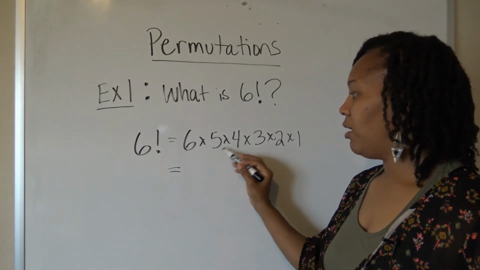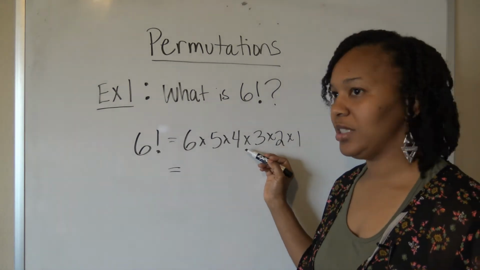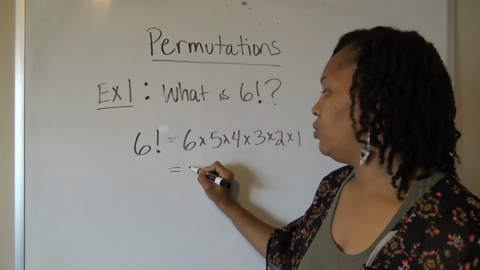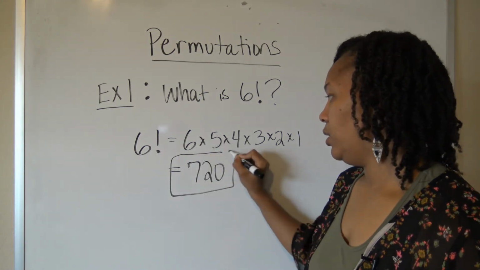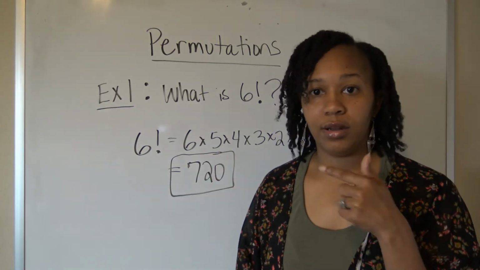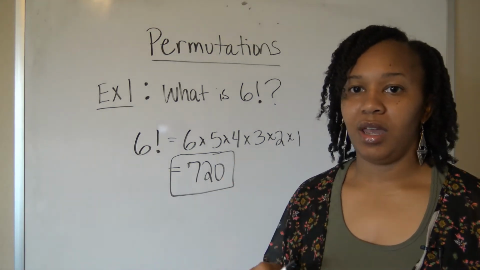6 times 5 is 30. 30 times 4 is 120. 120 times 3 is 360. 360 times 2 is 720. And 720 times 1 is 720. And again, you can plug it in your calculator and it'll give you that value as well. So go ahead and plug it in and check and make sure you get the same answer.